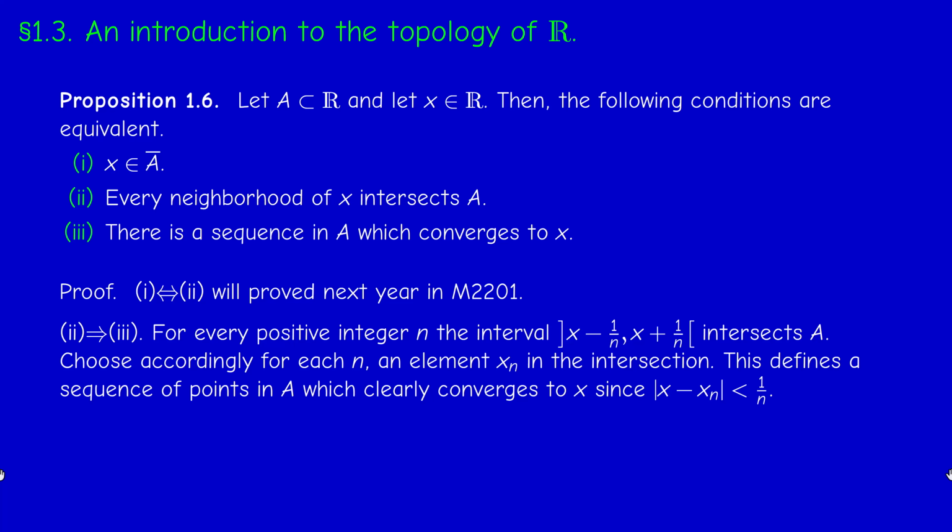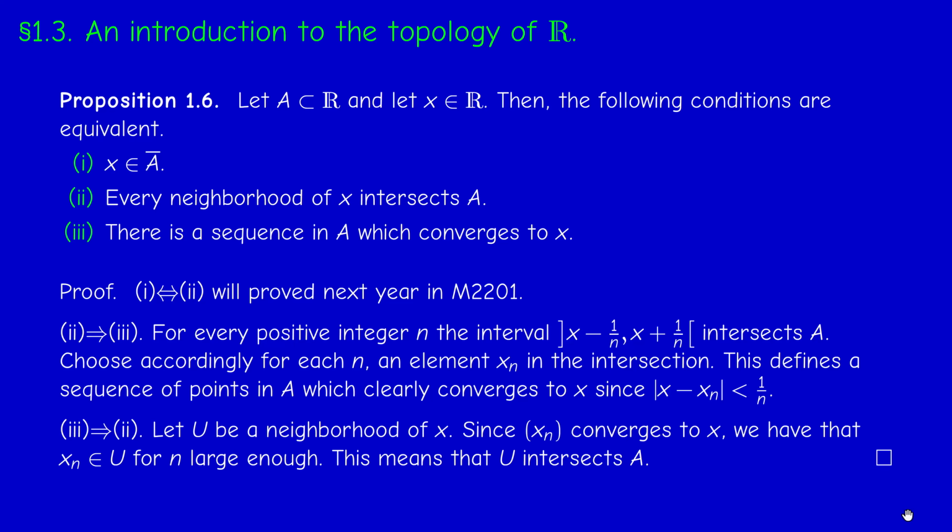Then what happens? By construction, we have a sequence in A, because xn is in A, and xn is here. So its distance to x is less than 1 over n. So when n tends to infinity, this tends to 0. This can be made less than any epsilon I like, if I choose n big enough. So I found a sequence in A, xn, converging to x. But note that x did not belong to A unless A is closed.